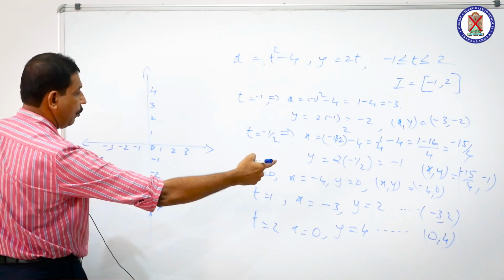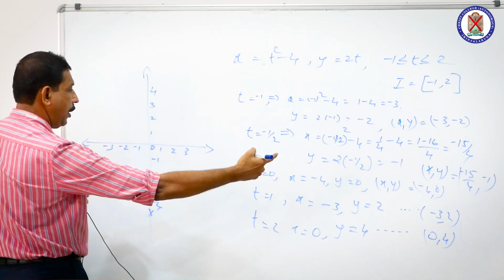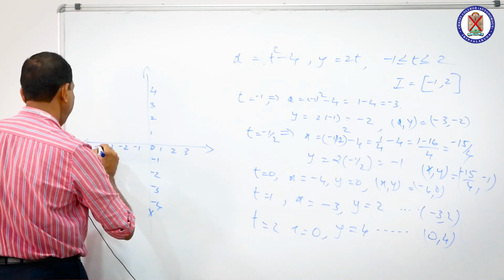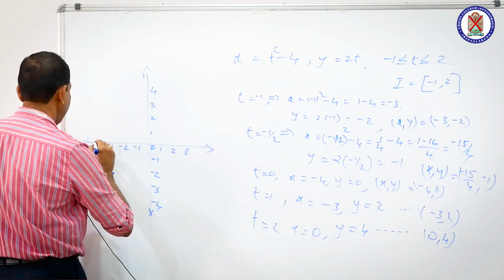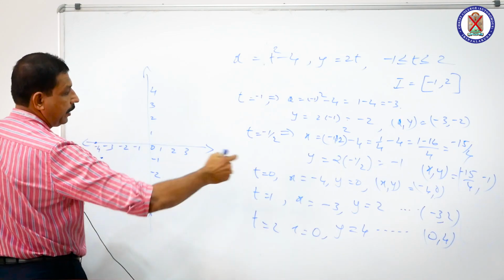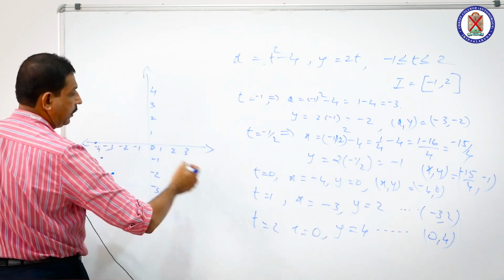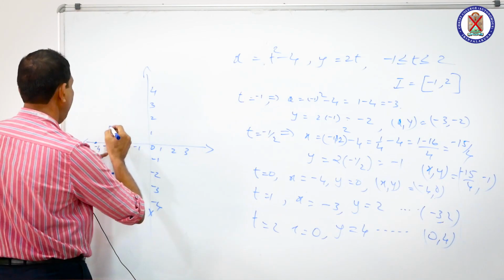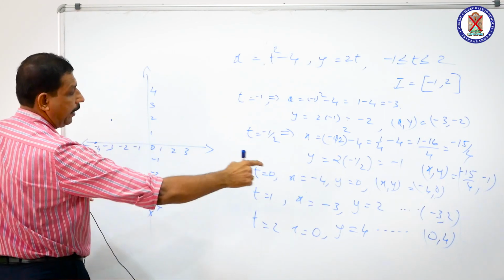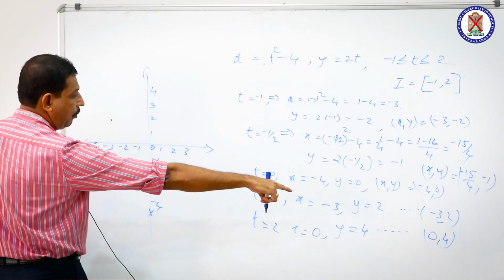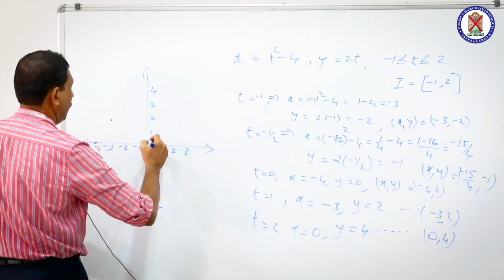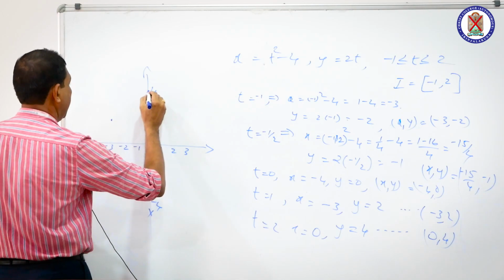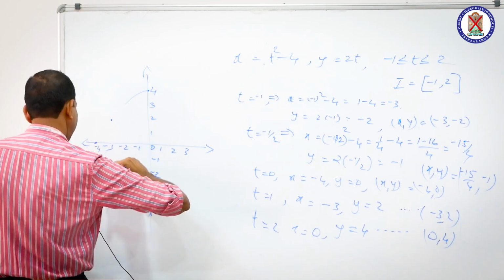When t equal to 0, we will have minus 4, 0. This will be the point. So the next one, t equal to 1, the point becomes minus 1, comma 2 here. And when t equal to 2, we have 0, 4, that is 0 for this point. Thus, we can draw the figure from this part.